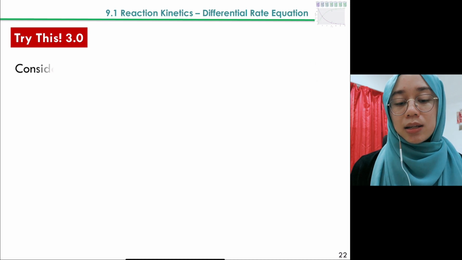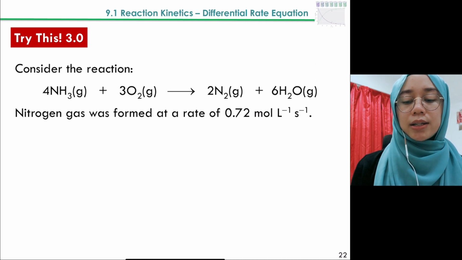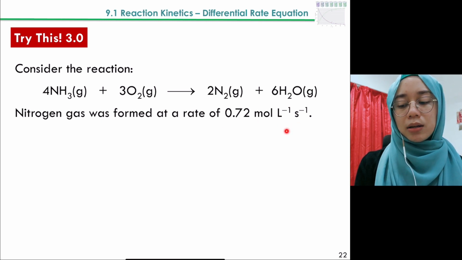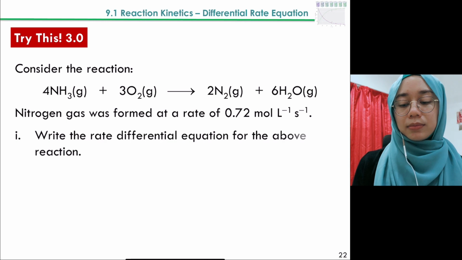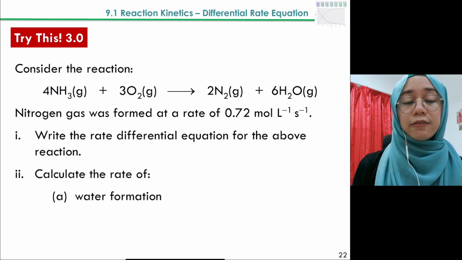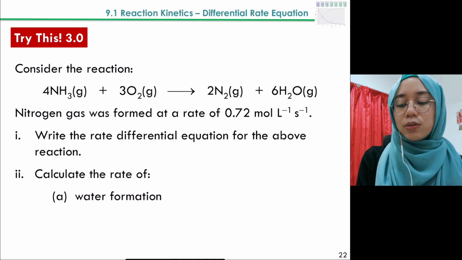And then last kali, so consider the reaction here. So nitrogen gas was formed at a rate of 0.72 mol per liter per second. So write the rate differential equation for the above reaction. Okay, tulis rate tu sahaja. And then calculate the rate of A, water formation. Okay, untuk hasilkan water. So nak tahu rate dia, so guna data yang diberi dekat sini.